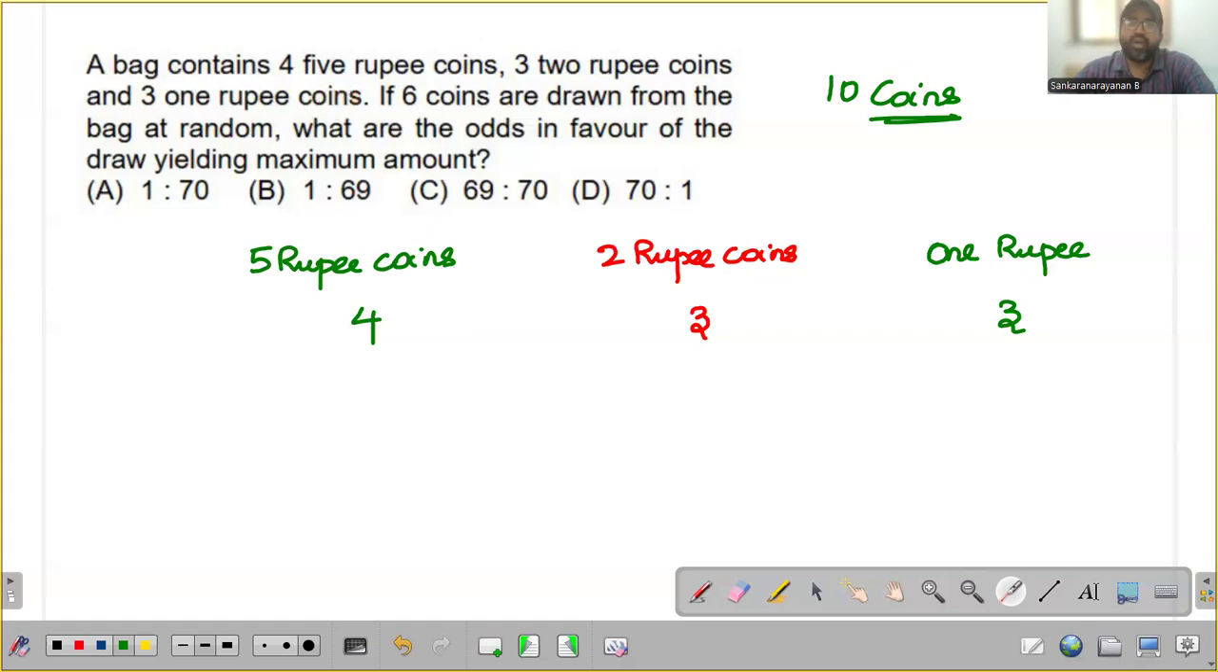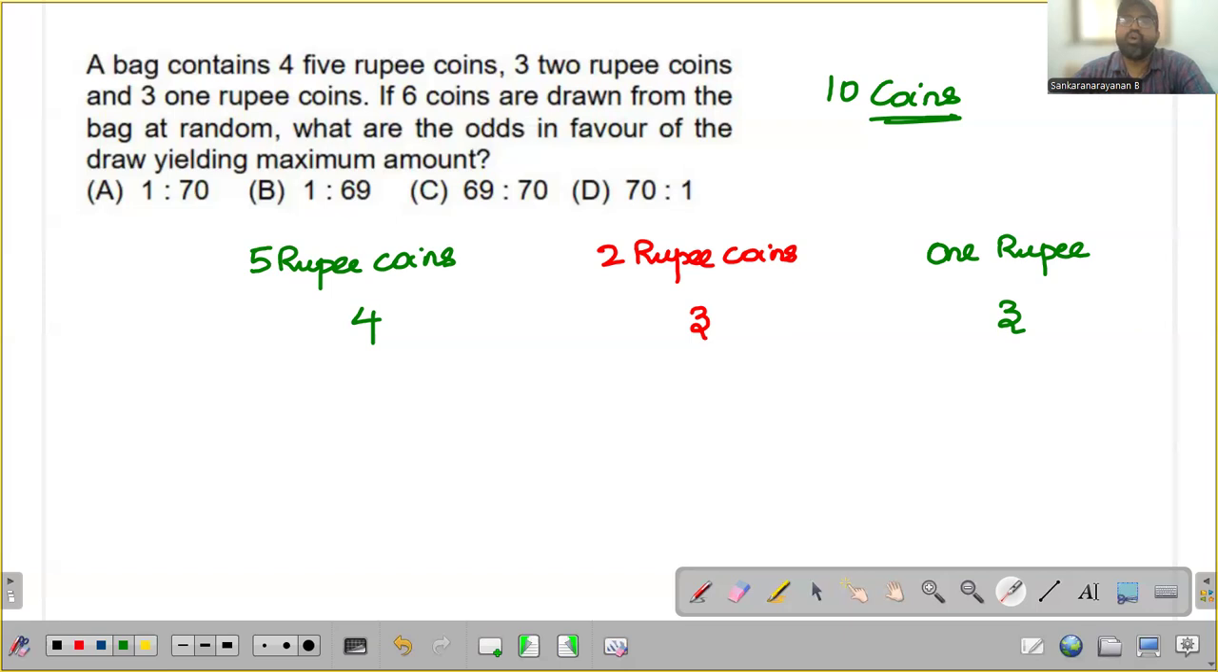And by the time you have finished reading from here to here, you are sure about all these points I have mentioned, and also you should be ready with the number of coins that you are dealing with in this question. Now see, if 6 coins are drawn from the bag at random, which means you are putting your hands and you are drawing 6 coins simultaneously.